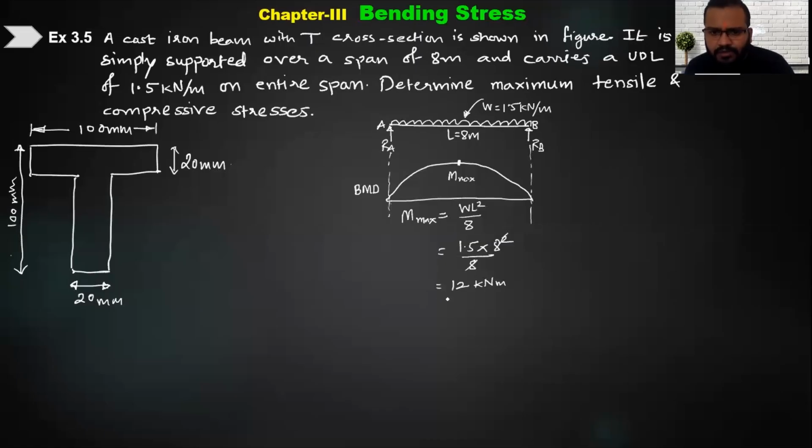But if you remember the formula which we use, there we require the value of bending moment in Newton millimeter. So therefore I need to convert. Kilo is 10 raised to 3 and meter is also 10 raised to 3. So I will write this as 12 into 10 raised to 6 Newton millimeters. This is what I have converted. Now I want to find the maximum tensile and maximum compressive stresses for this particular bending moment.